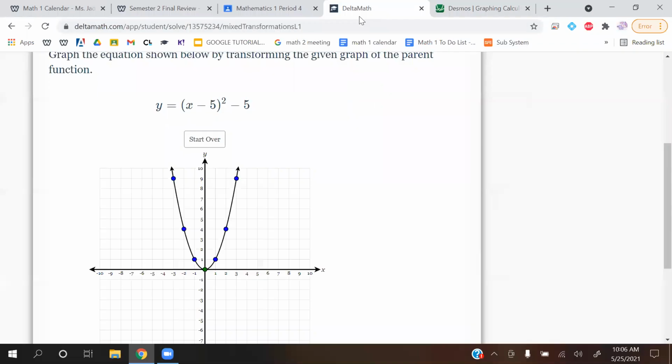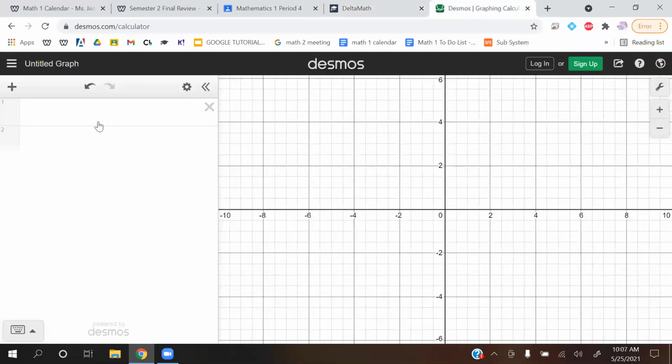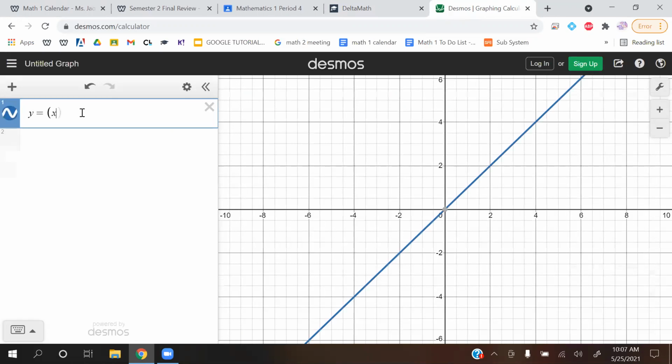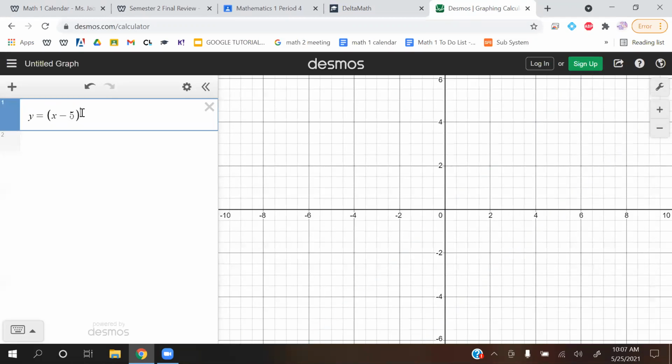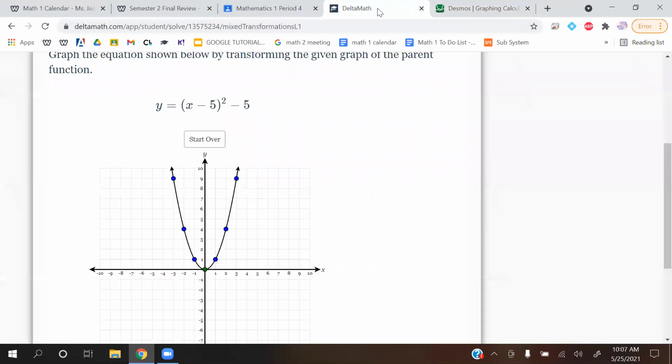I'm going to get rid of that equation, and y equals x minus 5 squared minus 5. Oh, I was not typing. Okay, y equals x minus 5 squared minus 5. I believe that was the correct equation. Let me just double check. Cool, okay, it is. All right, so you're just going to need to move, I think, this green dot.